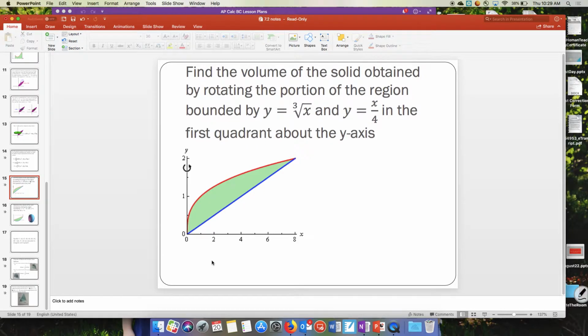All right. So if we want to go about the y-axis, technically we could draw any rectangle, but we haven't talked about the shell method yet. So if we want to go about the y-axis, I want to draw a rectangle that would create washers. Okay? And we're rotating about the y-axis.